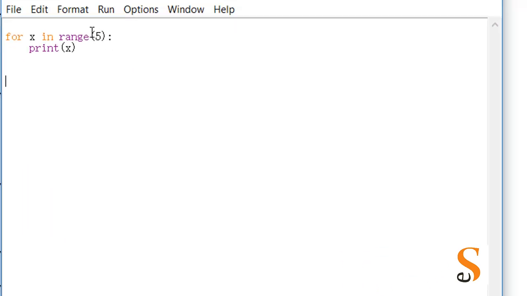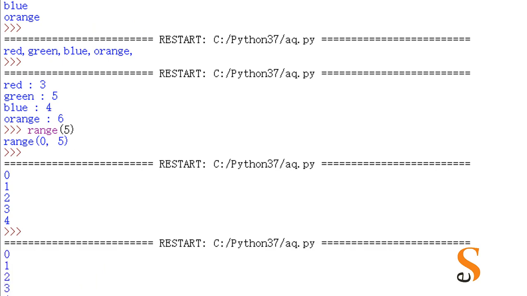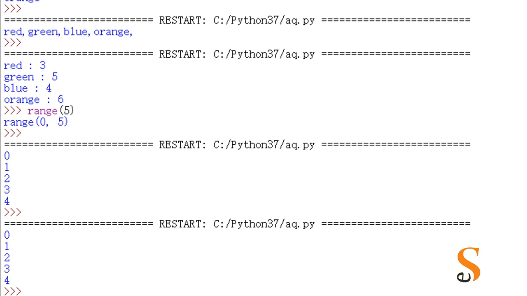And if instead of writing like this, you write for x in range 0 comma 5, and we run it again, we get the same output.